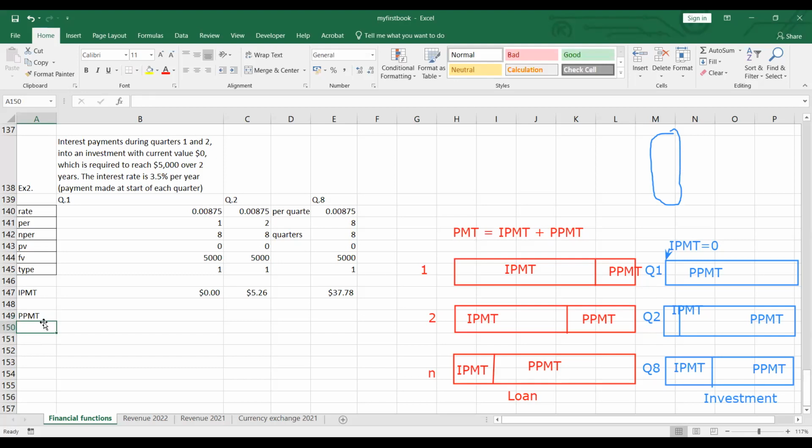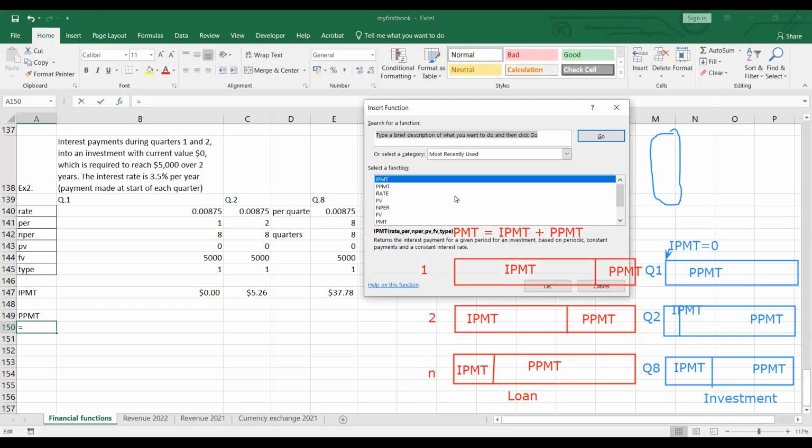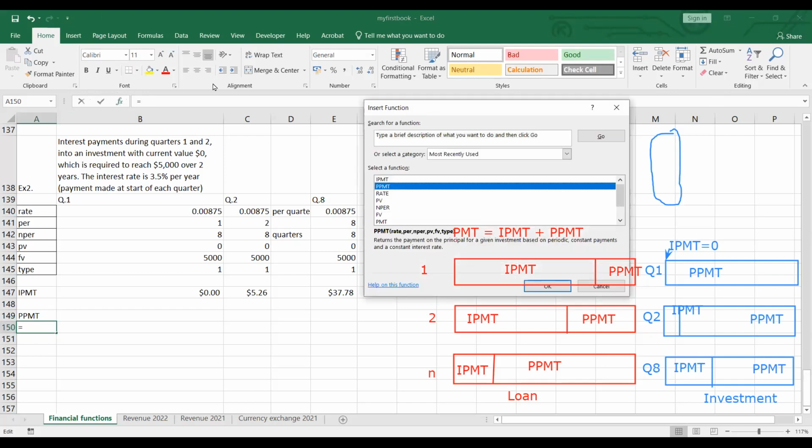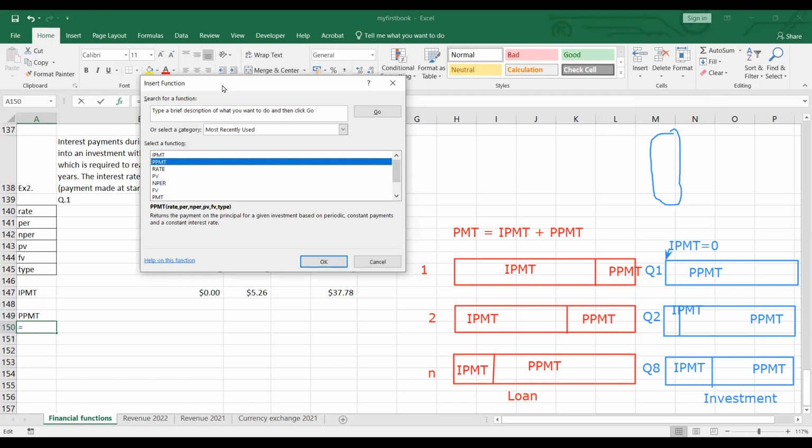Together with the IPMT, the PPMT is the payment on principal, or principal payments. Let's see the syntax of the PPMT function. The PPMT function returns the payment on the principal for a given investment based on periodic constant payments and constant interest rates. We use the same assumptions as the others.